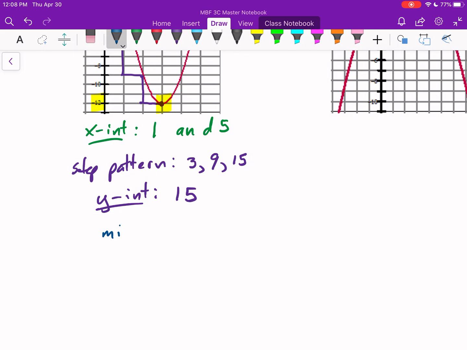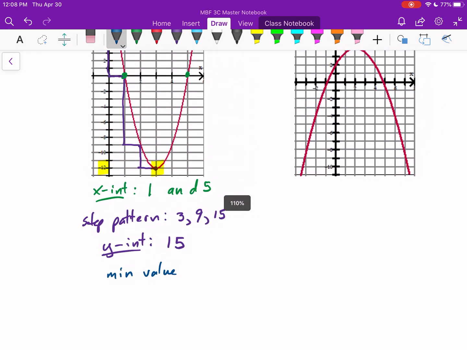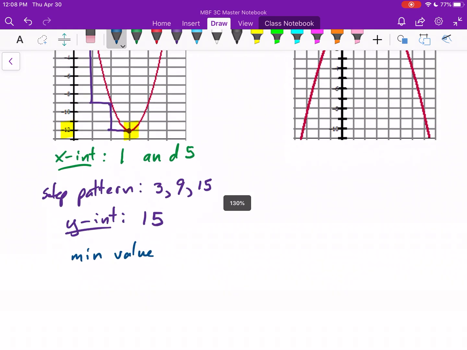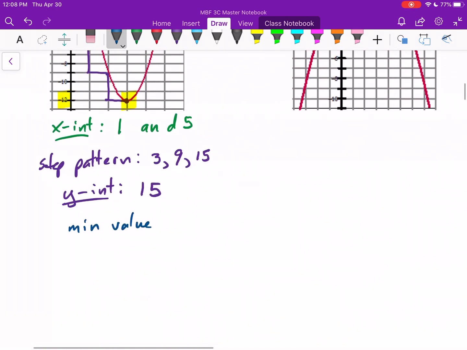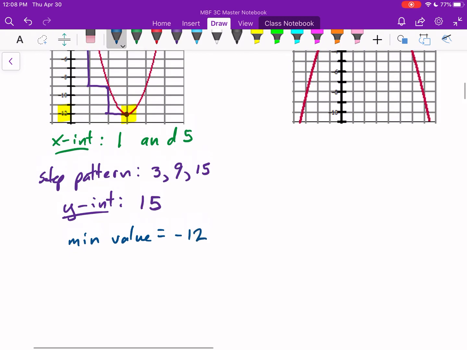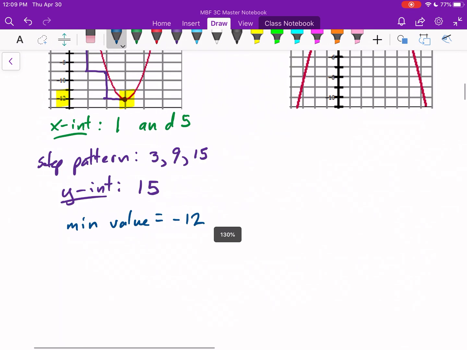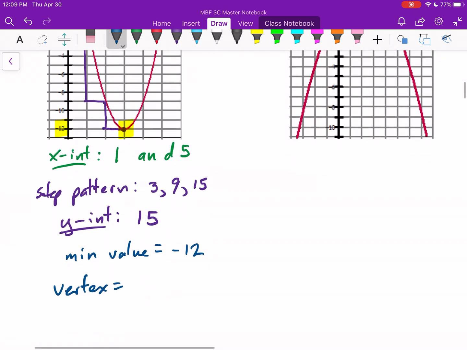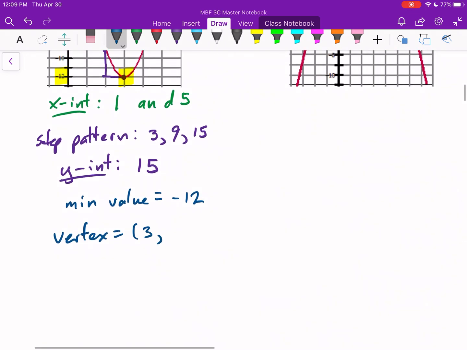So it's a minimum value, and that might be all the question's asking. I'm not sure if it's just asking, do you have a maximum or a minimum, in which case we just say it's a minimum since it opens up. But if I could be more specific as well, I could say the minimum value is negative 12, because that's also true. And finally, the vertex. Well, we've done a bunch of those. It's the x-coordinate, which is positive 3, and then the minimum value is the y-coordinate of the vertex.